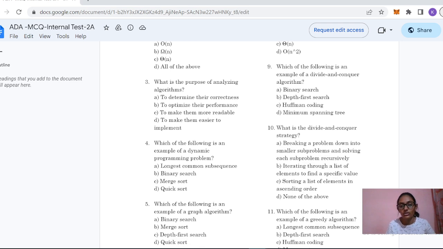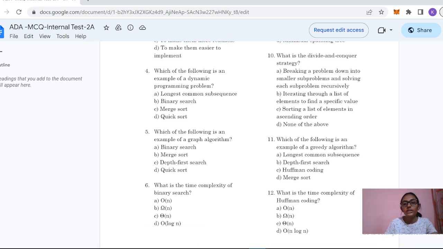Ninth, which of the following is an example of divide and conquer algorithm? Answer is binary search. In binary search, we divide the whole array and then search by comparing the key value with the mid value. If the key value is smaller than the mid value, we move to the left part of the array. And if the key is higher than the mid value, we move to the right side of the array and further divide the array until we find our value.